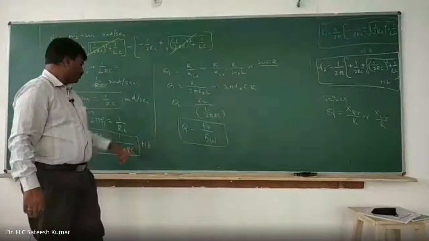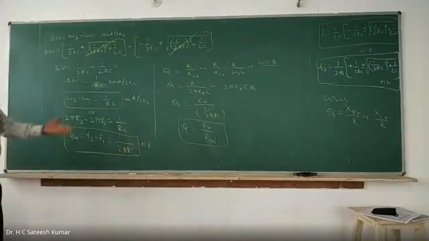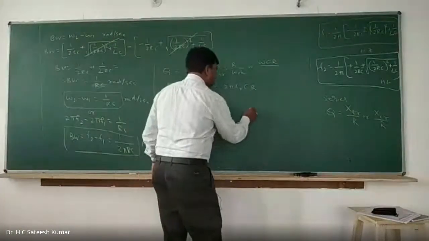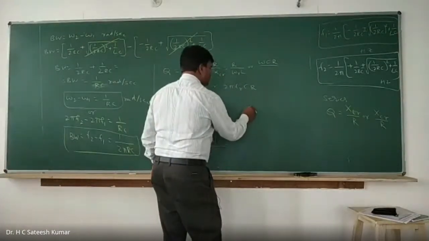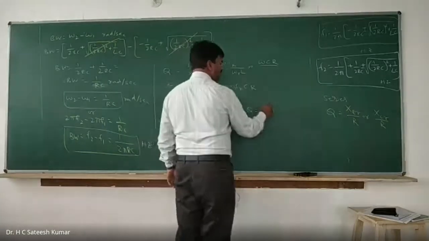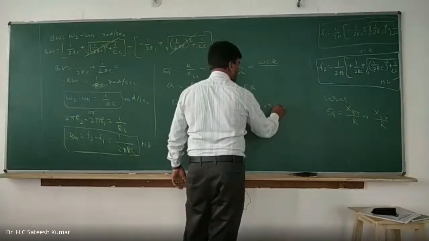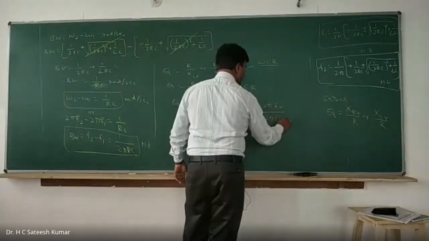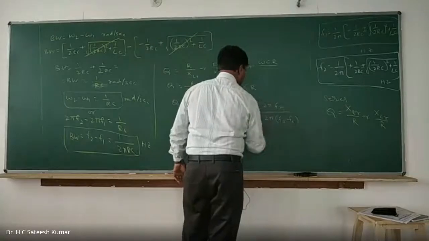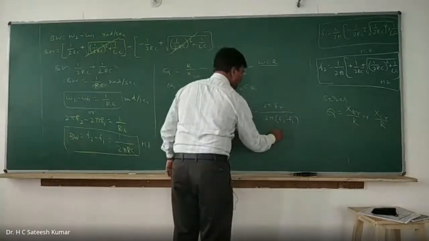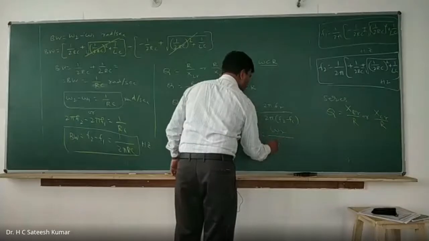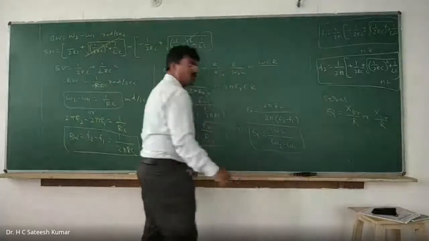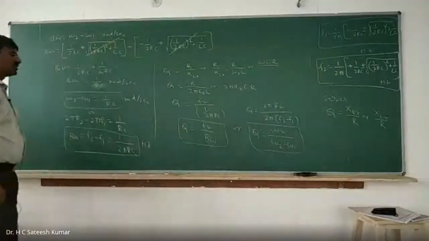So FR by bandwidth, the same relation we had in series resonance, you will get that, because 1 by 2 pi RC is the bandwidth. Or multiply numerator and denominator by 2 pi: Q is equal to 2 pi FR divided by 2 pi into F2 minus F1. So Q is equal to 2 pi FR, which is omega R, divided by omega 2 minus omega 1. So the quality factor relation remains the same for series and parallel resonant circuits.